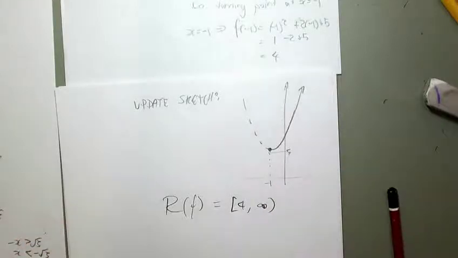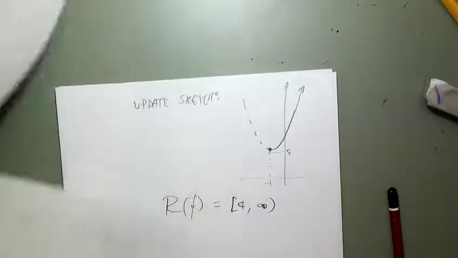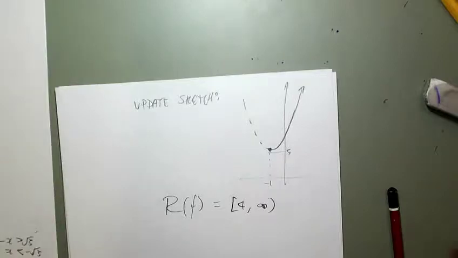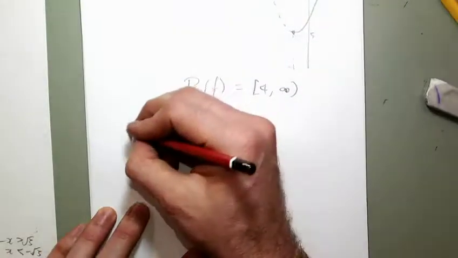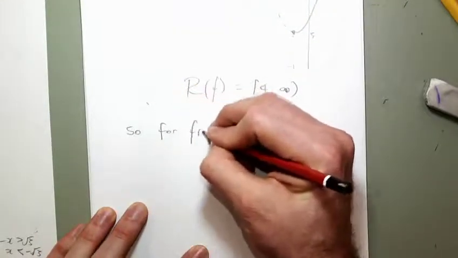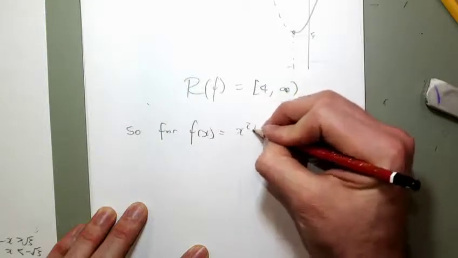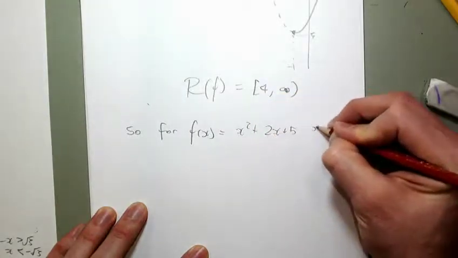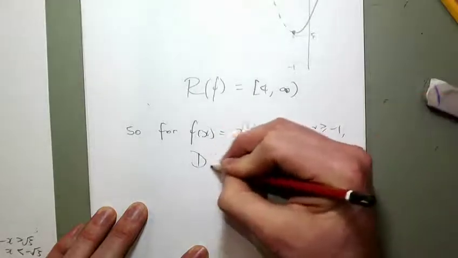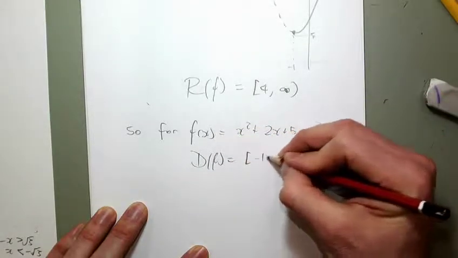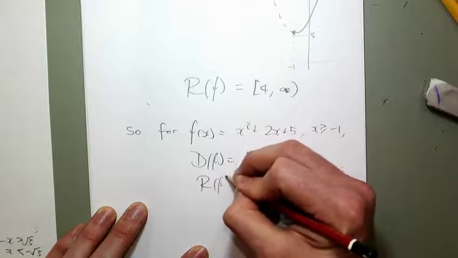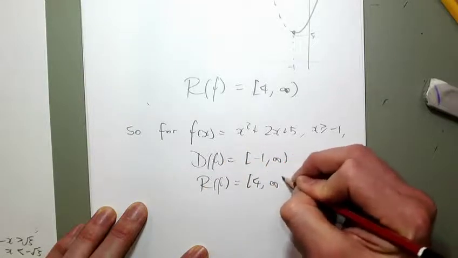So be aware that sometimes they're going to expect you to just have knowledge of how functions behave in order to figure out what the range is. So now, that's good. We have, it's the story so far. The domain of f is from minus 1 to infinity, and the range of f is from 4 to infinity.